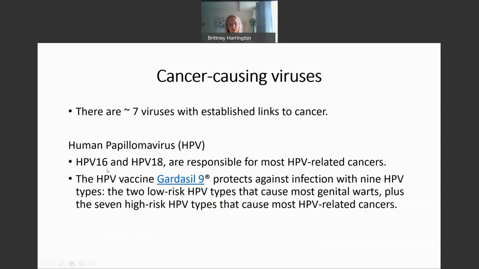And the early designs of the vaccine were mainly focused around these two strains, but the latest vaccine product, Gardasil 9, protects against 9 of these HPV types, including low-risk types that cause genital warts, as well as 7 high-risk types.